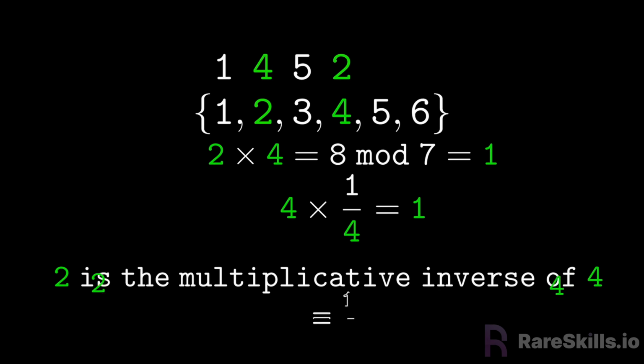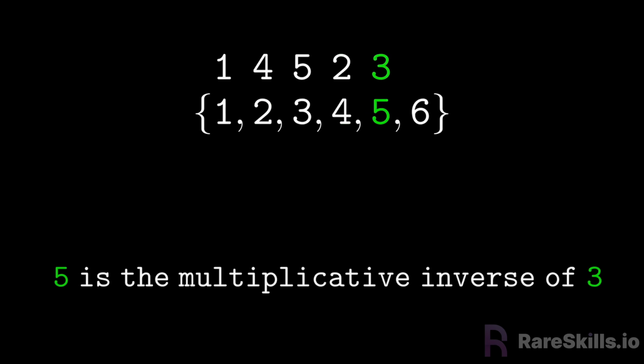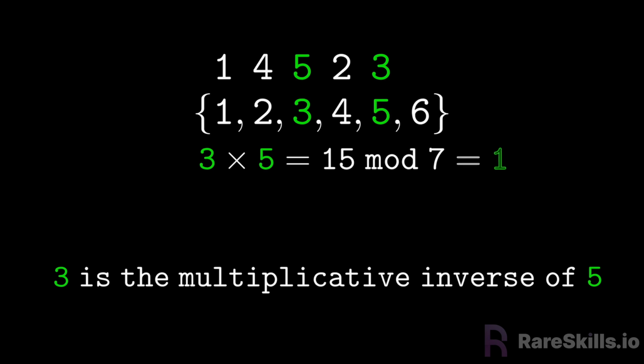In other words, 2 is congruent to 1/4. Moving on to 5, we already know that 5 is the multiplicative inverse of 3. Therefore, 3 must be the multiplicative inverse of 5. In other words, 3 is congruent to 1/5 since 5 times 3 is 1 modulo 7.